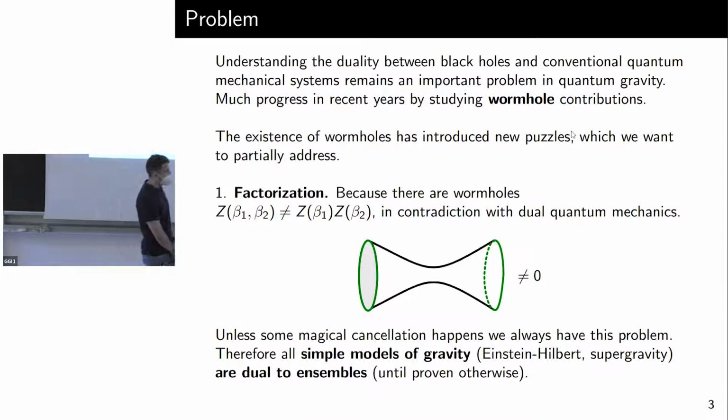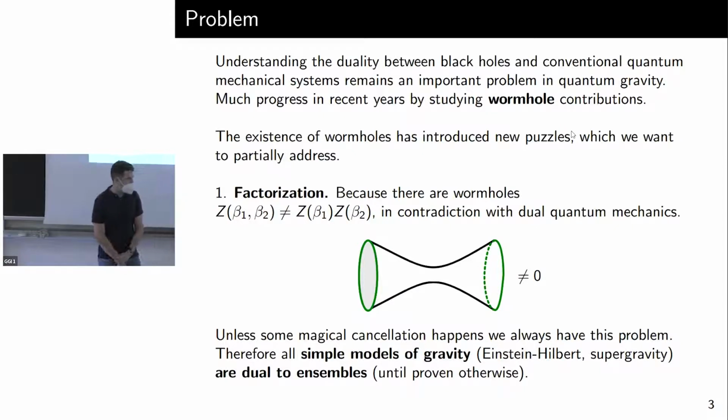And so what this means is that unless there's some sort of magical cancellation happening, we will always have this problem. And therefore all simple models of gravity, be it Einstein-Hilbert gravity in whatever dimension you prefer, or supergravity, will all be dual to ensembles. Though we of course can't write down the specific thing, it's obvious that there's statistics because the variance is non-zero.